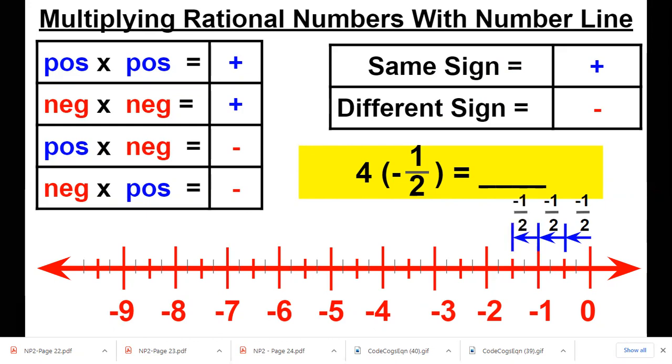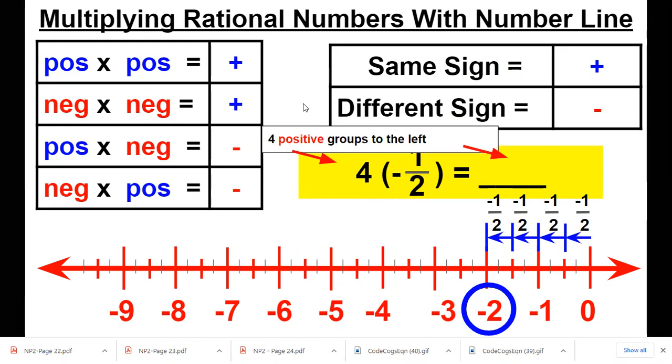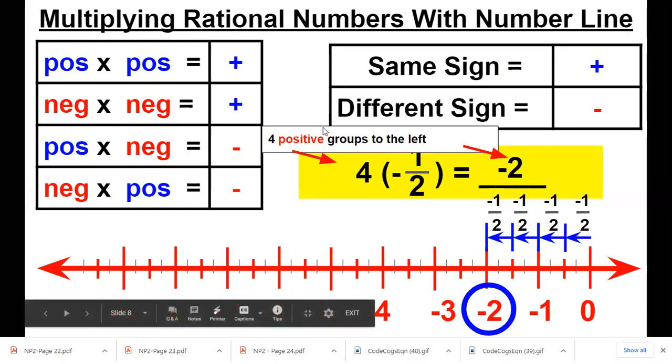And finally, the last -1/2. Where did we land? Hopefully it'll circle it for us. We landed on -2. So the answer to that problem, 4 positive groups, to the left of negative 1/2 is going to give you negative 2. Notice how we have different signs, positive number times a negative number. That will give us a negative answer. And there's the proof of it on our number line.